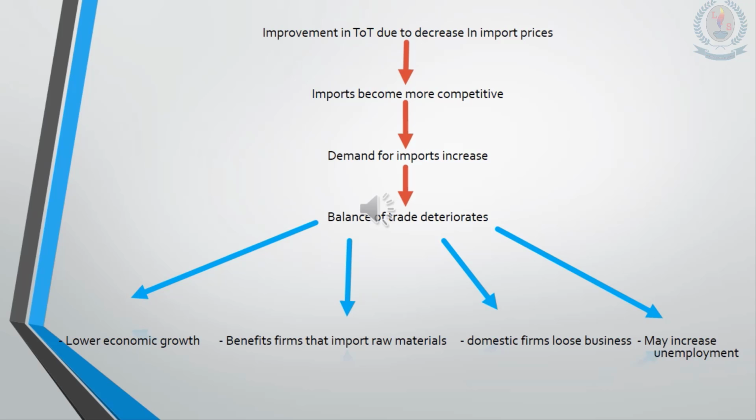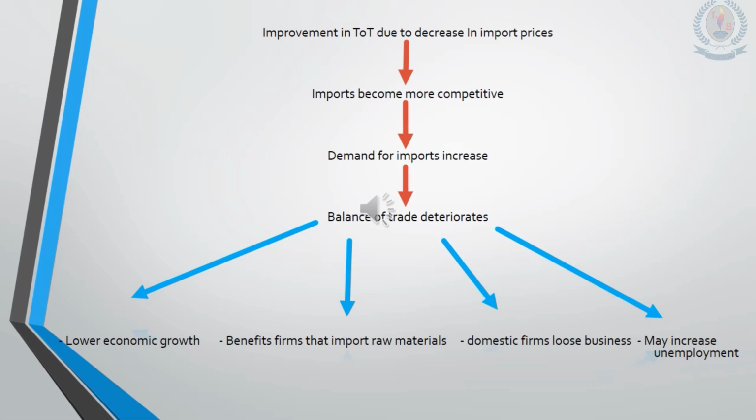And also, when the imports become more competitive in the domestic market, the domestic firms will lose business. The customers will switch from domestic products to imported international products. So the local firms will lose business. And also when they lose business, there will be an increase in the unemployment rate as well. Because when some firms close down, the workers who are working there will lose their jobs.